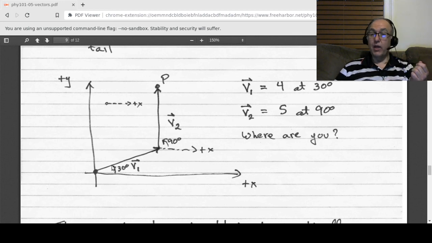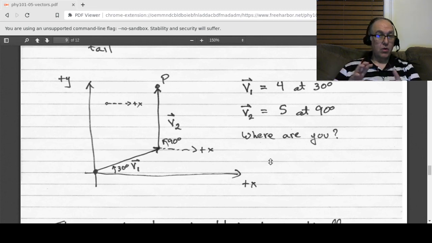Where do I end up? Well, I end up where I would be after I walk the first plus the second vector. That's why this is called vector addition. So I walk the first vector, then I walk the second vector, and I wind up at P. Okay, so there you go. That's how you would graphically do this.